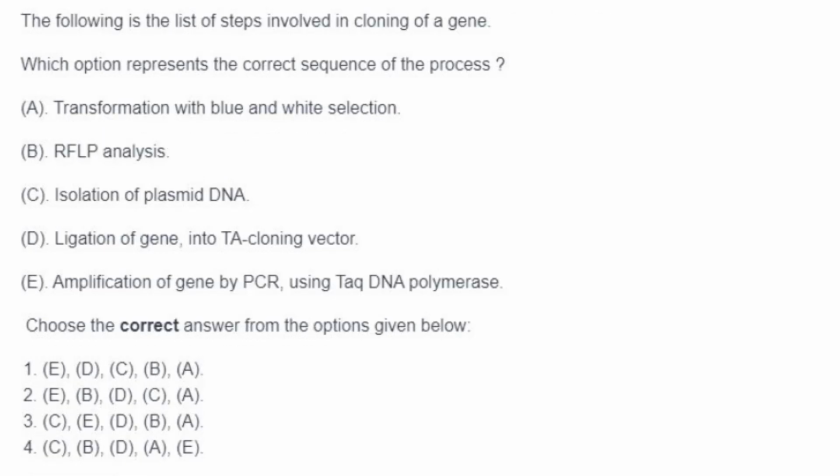The following is the list of steps involved in cloning a gene. As per the sequence they have given here, the first one will be amplification of gene by PCR using Taq DNA polymerase. Here, the gene of interest is what you want to clone into a particular plasmid or cloning vector. So first you have to amplify it with PCR using Taq DNA polymerase. So E is the first step.